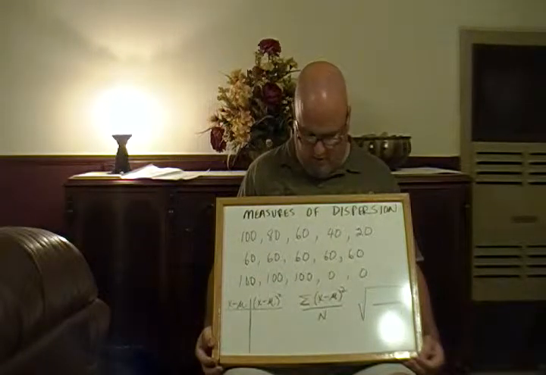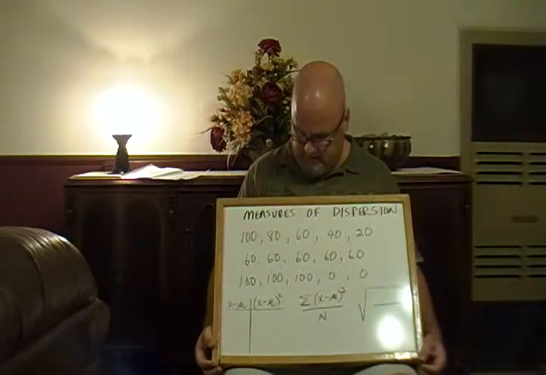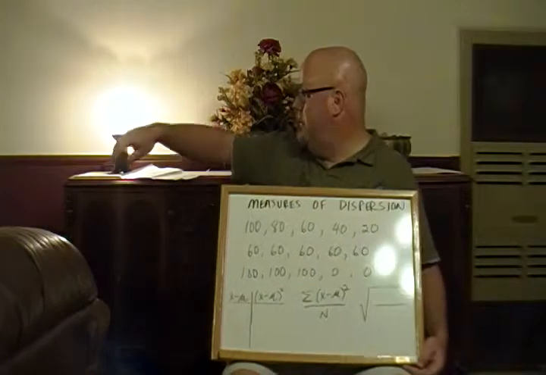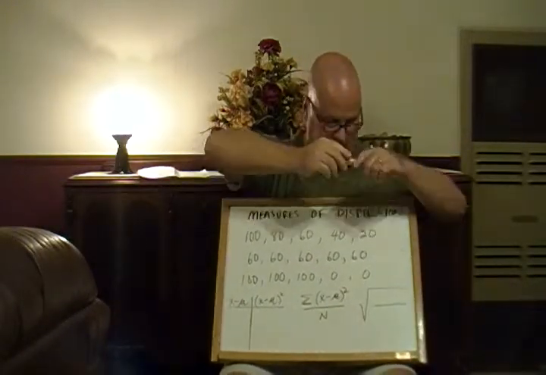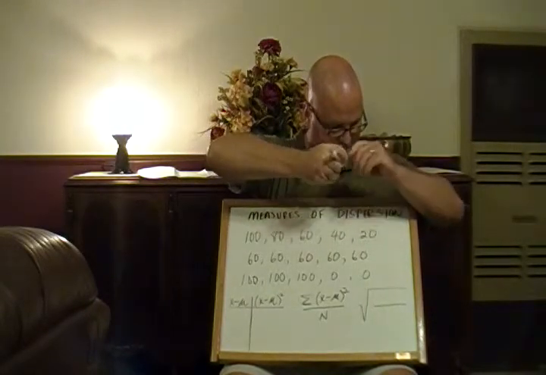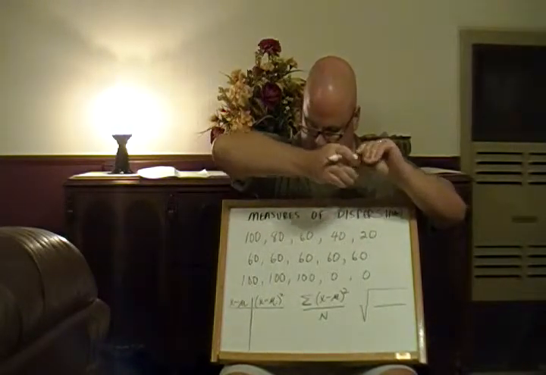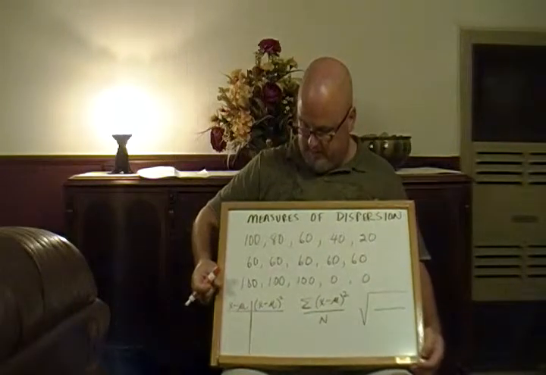All right, tonight I want to talk about a few other ways to describe data. Previously we talked about measures of central tendency, and this time we're going to talk about measures of dispersion. And first I'm going to show you why we talk about these.